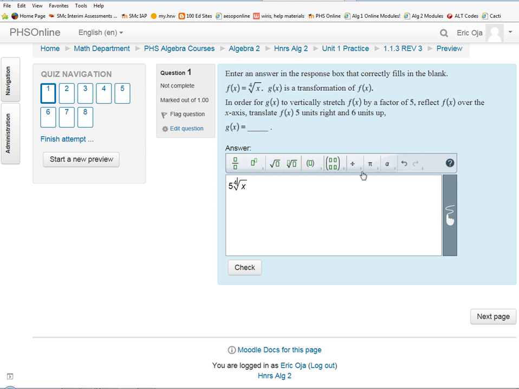Kirk, how am I going to, in addition to stretching it vertically, reflect it over the x-axis? Okay, going to multiply the whole thing by -1, so now I get a -5 out front, right? Gabe, how am I going to translate right by 5 units? Good, so inside the function, I'm going to subtract 5 from x. And then last one, Katie, how am I going to translate it 6 units up? Okay, good. Outside the function, we'll add 6. Make sense? Okay.